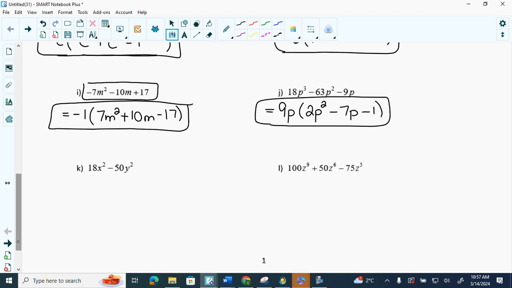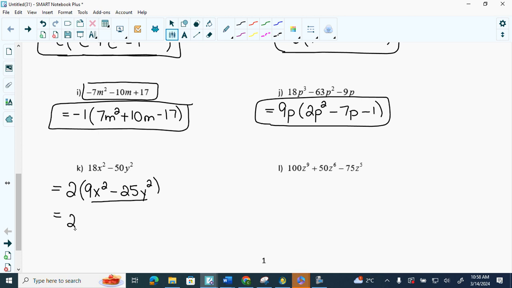Okay. Is there anything I could do to that? What can I take out? A 2. So 18 divided by 2 is 9x squared. Negative 50 divided by 2 is negative 25, and then y squared. What is this? Difference of squares, is it not?